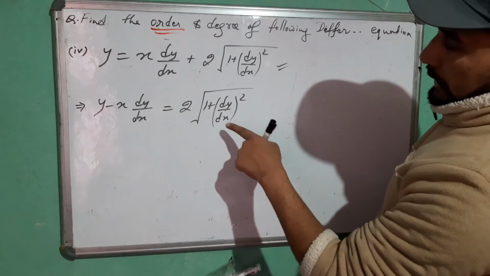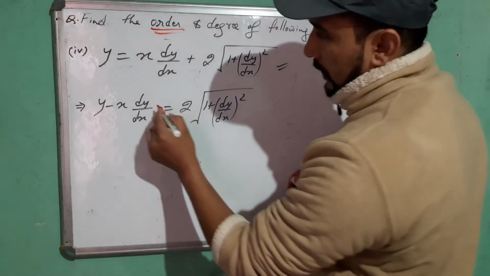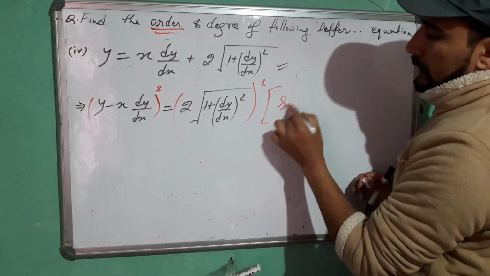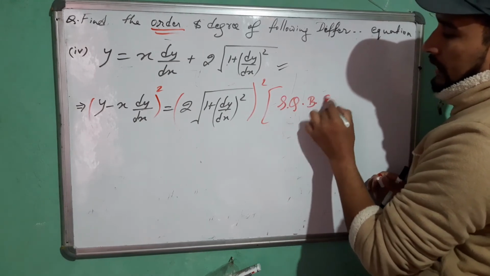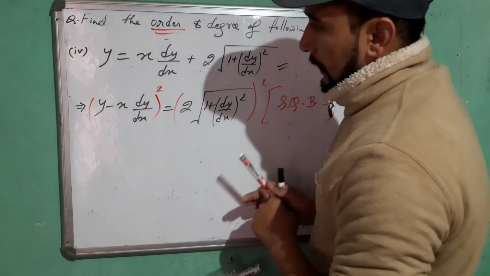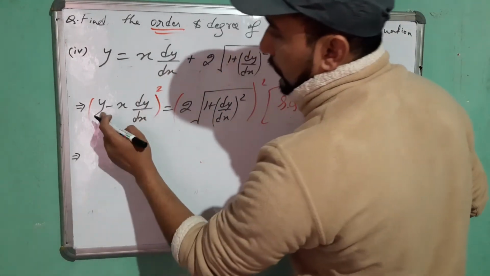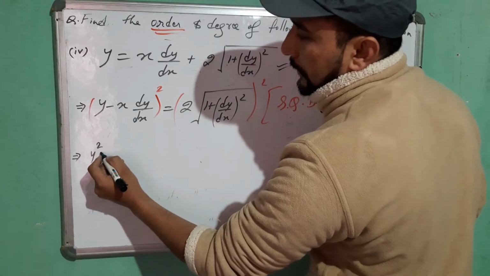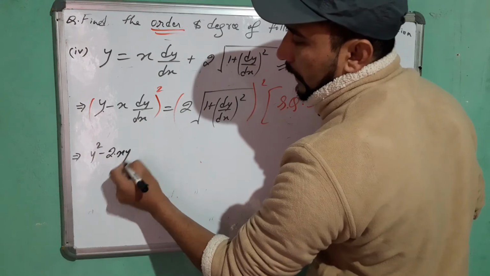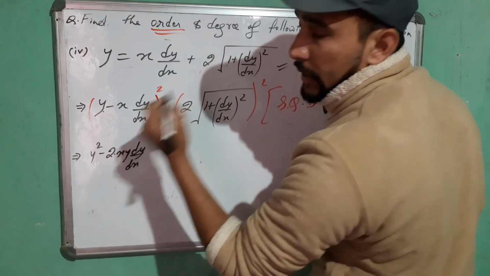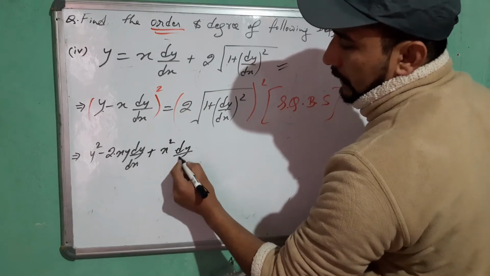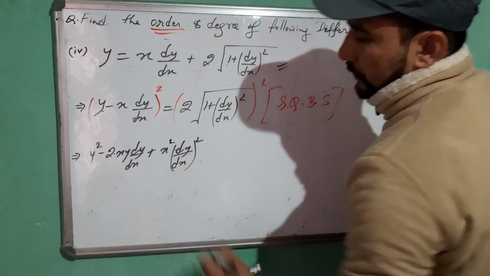From where I have reached, you can square both the sides. Squaring both the sides, you use the formula for (a minus b) whole square. It will be a square minus 2ab, 2yx, I'll write xy dy/dx, plus b square, which will be x square (dy/dx) whole square.